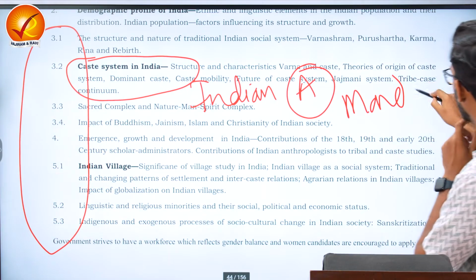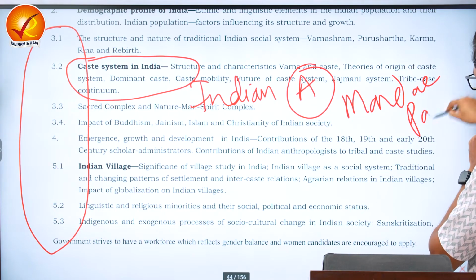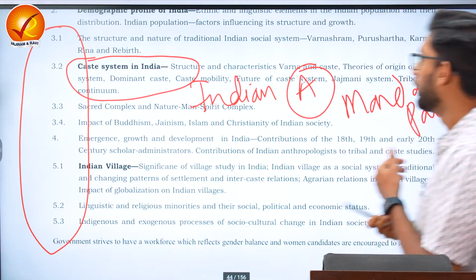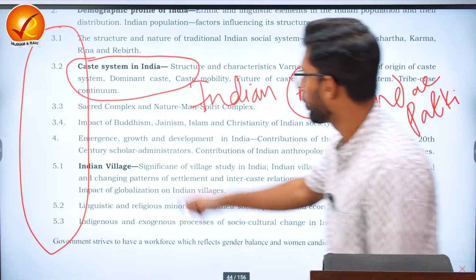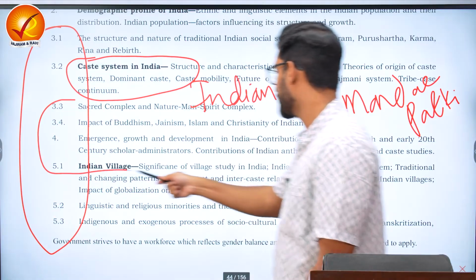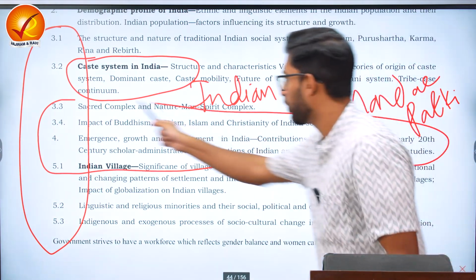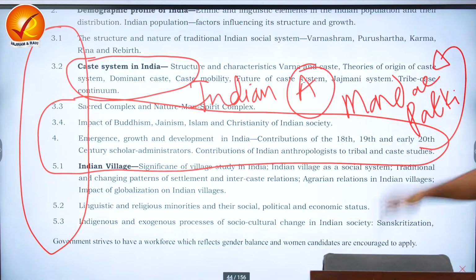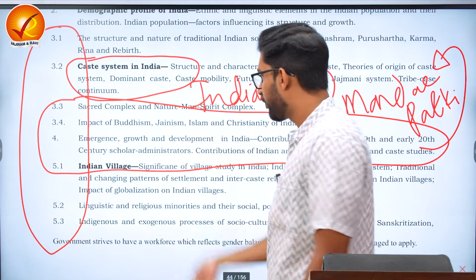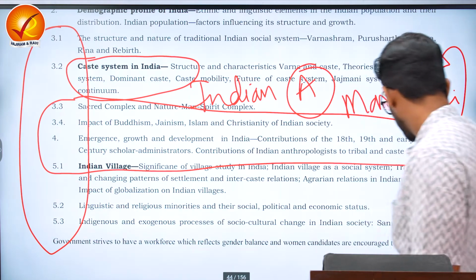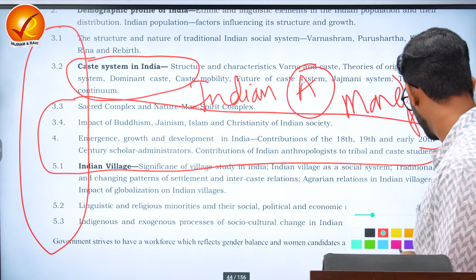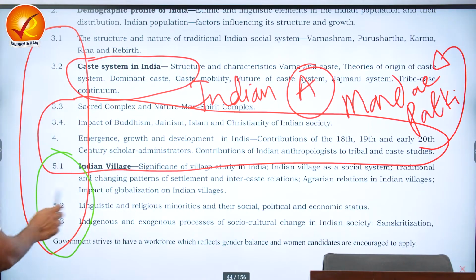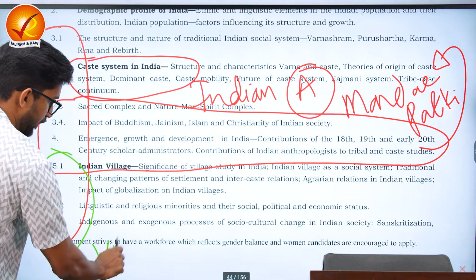For this area, I used Mandar Patki sir's notes. That was my main notes where I depended on. The others are also related, different things. Again, for all of this, I depended on Mandar sir's notes. From 5.1 to 5.3, this is called village studies.